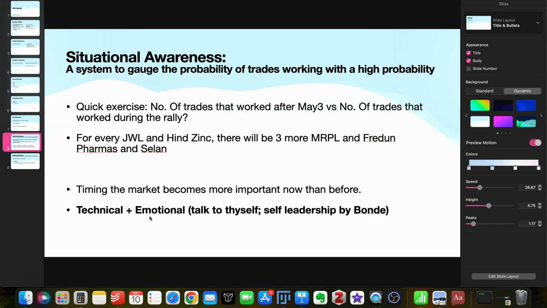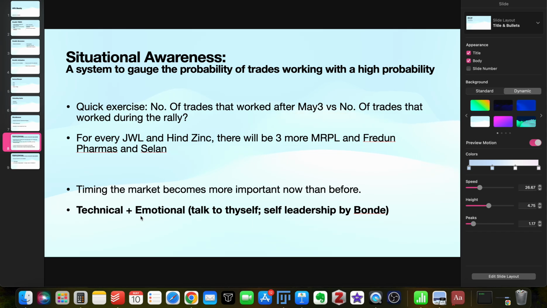Emotional awareness would basically, in short, be talking to yourself. Journaling, patience, and stuff like that. All of these things, what Pradeep Bonde again calls self leadership. There is no one for you to come and do that part for yourself. But the technical one is something which I'm going to show you today.